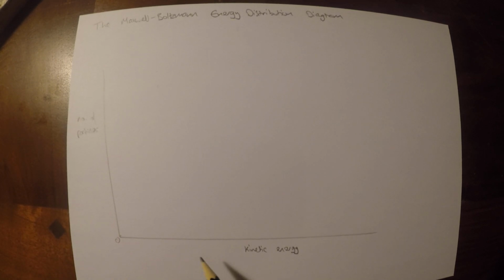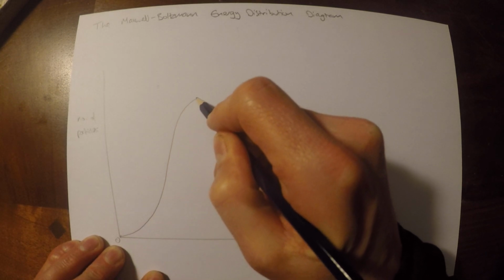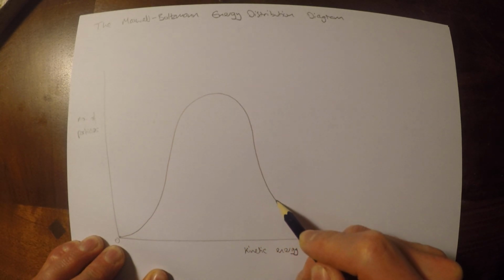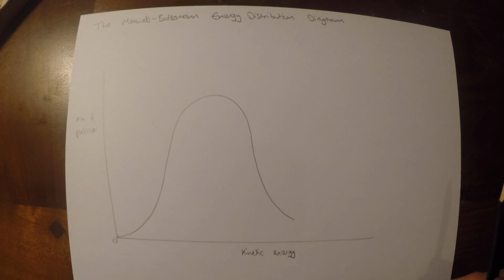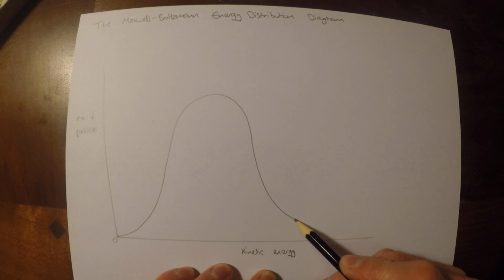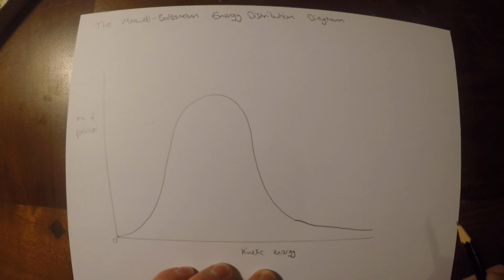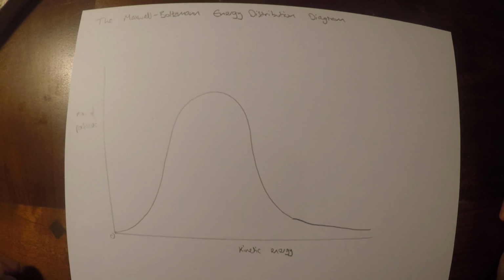After that, as we increase the kinetic energy, we will have more and more particles having more energy, and it will follow a normal distribution pattern. So we will see a shape looking like this. However, unlike at the lower limit, there is no upper limit to the amount of energy that a particle can have. So the diagram will taper off and approach the x-axis, but it will never actually reach the x-axis.